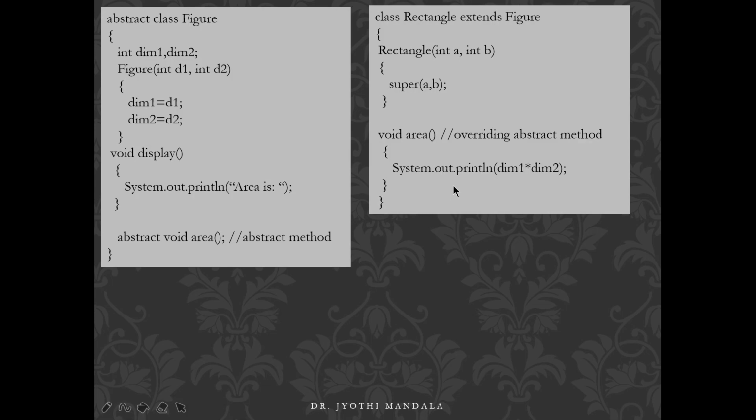You need to remember that one. And the normal methods, it is not required. If you want to override, you can override, or else you can simply use the definition available in its superclass. But abstract methods, all the abstract methods need to be defined in its subclass.